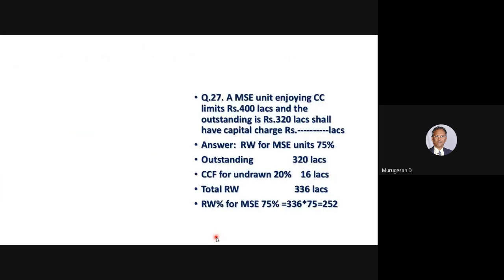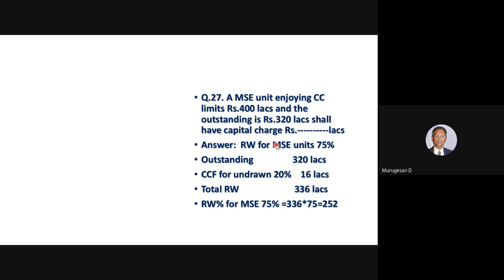Okay. Now, MSME unit, they will ask. MSME, you know, MSME is special. CC limit 400, and the outstanding is 320. MSME means, you immediately remember, it can be up to how much? 750 lakhs, that is 7.5 crore. It can be classified as retail regulatory exposure. Risk weight assigned will be 75%. Normally, MSME 70%, don't worry. And outstanding 320. So first outstanding 320, you put 320.